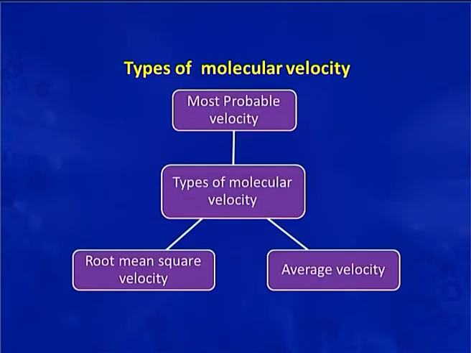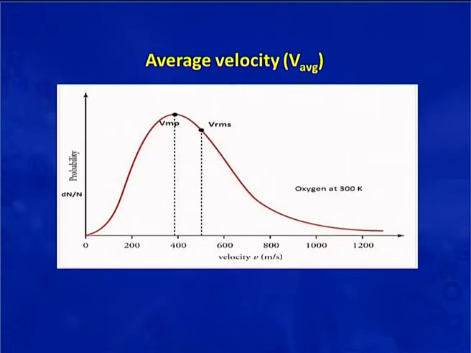Now, let us start the types of molecular velocities. There are 3 types of molecular velocities. First one is most probable velocity, then average velocity and root mean square velocity. Let us start with average velocity. It is represented by V avg or C avg. The average velocity is given by the arithmetic mean of the different velocities possessed by the molecules of the gas at a given temperature.